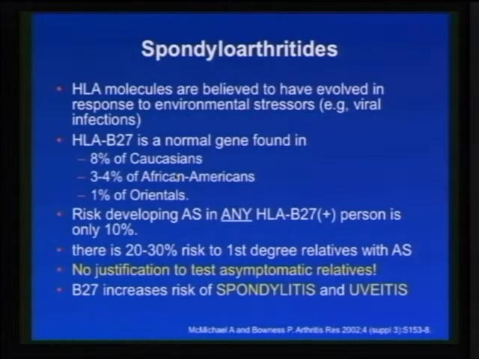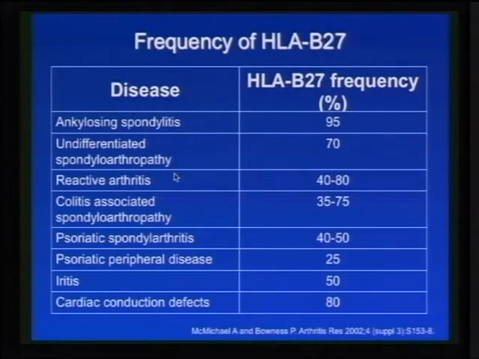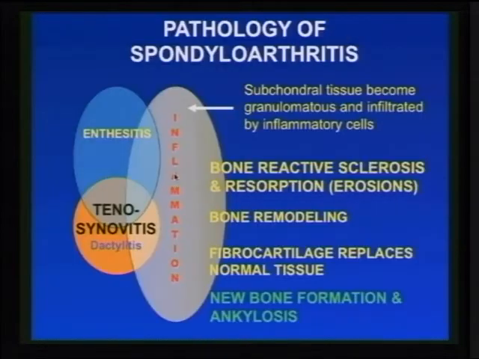Human leukocyte antigen positivity in these diseases is very common, and some of the textbooks mention that about 100% of those patients, especially with ankylosing spondylitis, would have positivity. Some other papers say that it ranges from 75% to 95%. So what is important here is that we know the disease is associated with HLA positivity. The pathology of spondyloarthritis starts with inflammation. So if you have inflammation, granulomatous disease, inflammatory cell infiltration of the subchondral region, this is the starting point of the disease. And then there will be reactive bone, might be sclerosis or resorption, depending on the disease activity or disease severity.